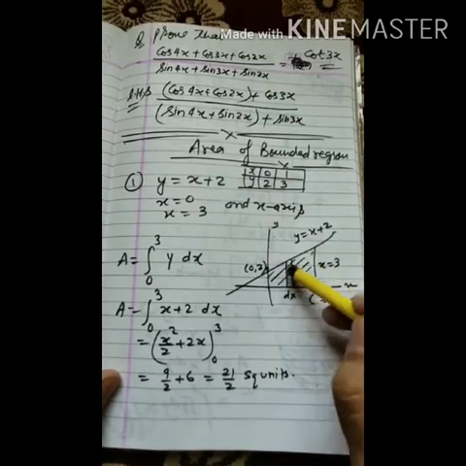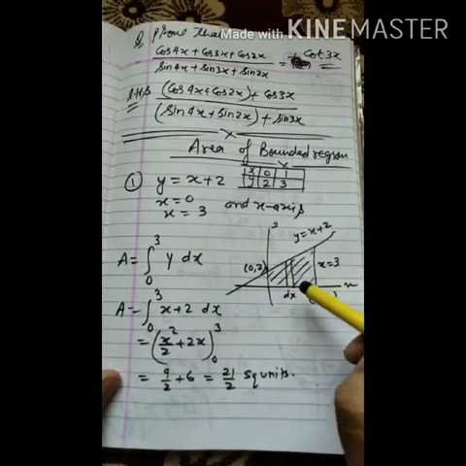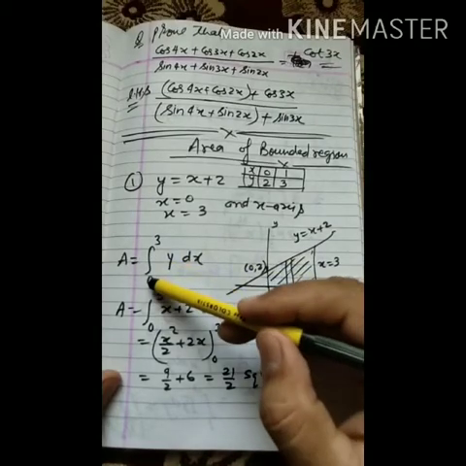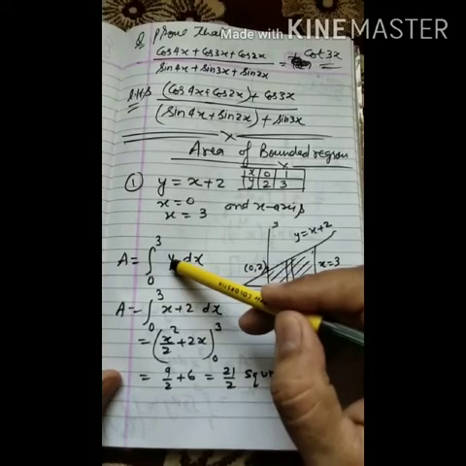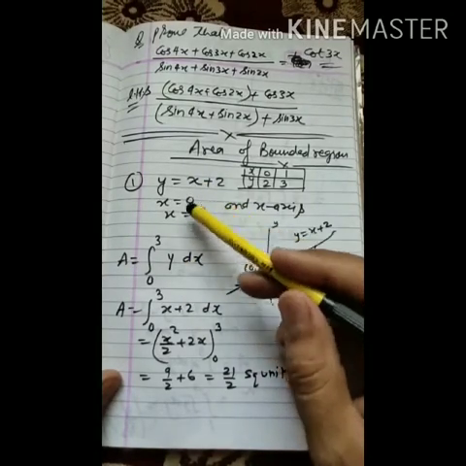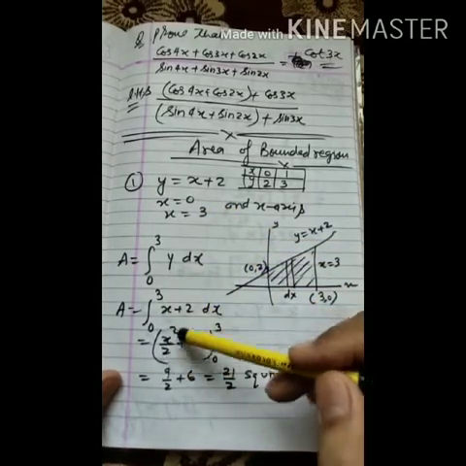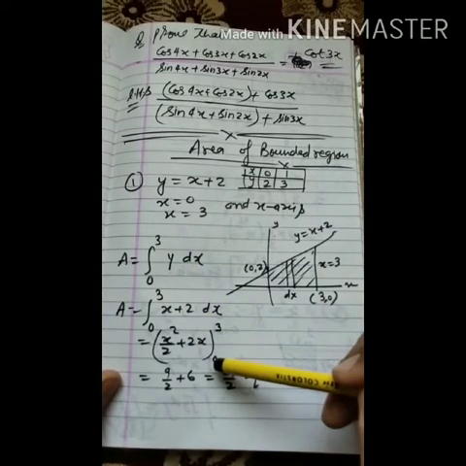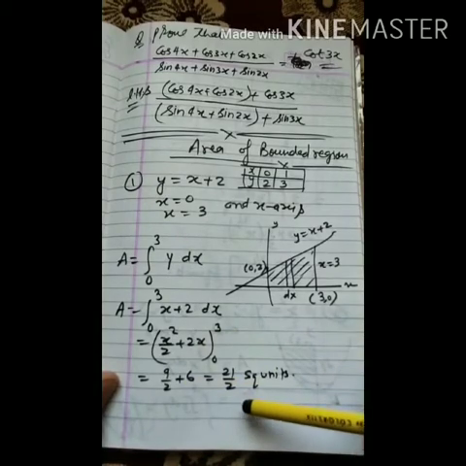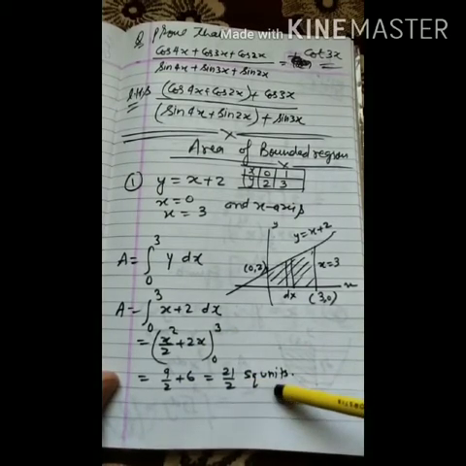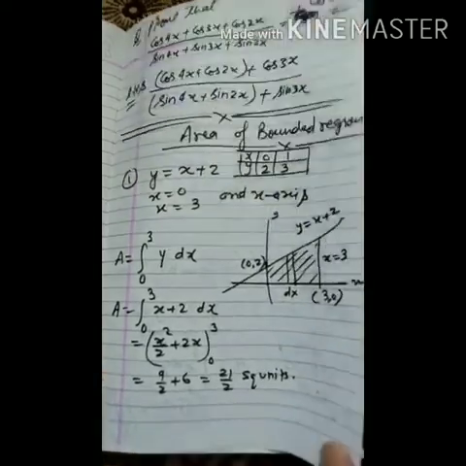Right? This strip covers the area from 0 to 3. So required area will be given as integral from 0 to 3 of y dx. The value of y is taken from the line, so the value of y will be x plus 2. Now integration of x is x square by 2, and integration of 2 is 2x. Limit from 0 to 3. Now put the respective limit and you will get the required area. So here is the area 21 by 2 square unit, that is 10.5.